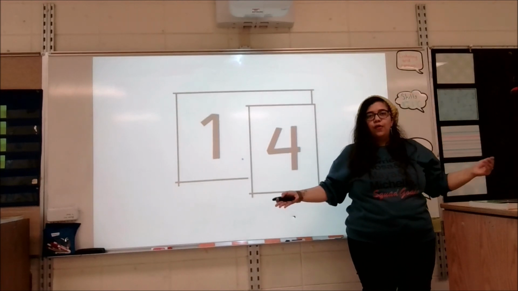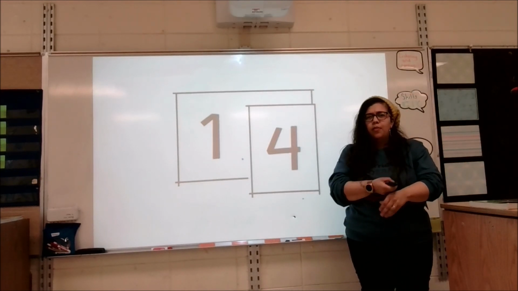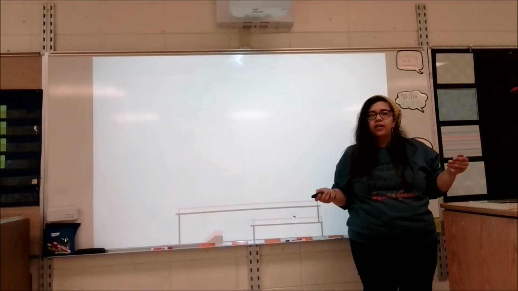Minus 10 is equal to 4. Good. Now get your arms moving. Come on. If I can look silly, you can look silly too. Let's do another one.